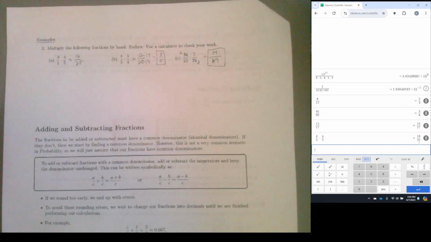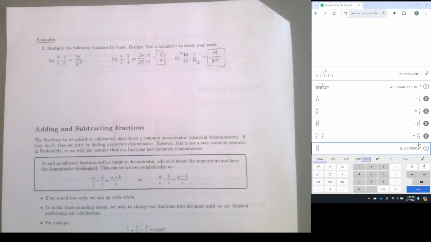Again, if all of this is too much for you, then feel free to use the calculator. 10/23 times 7/15, and change it into a fraction, and sure enough, that's 14/69. So that's how multiplication works.